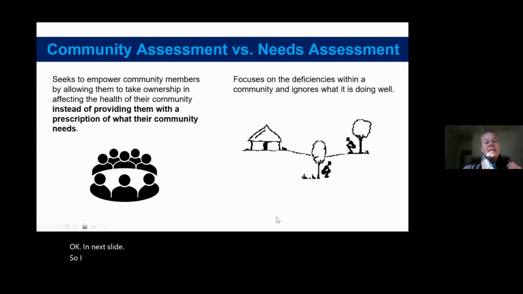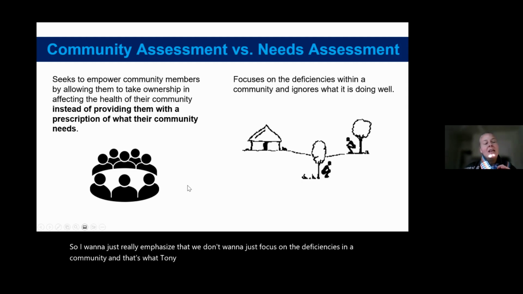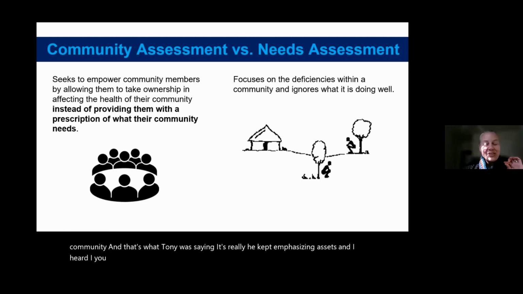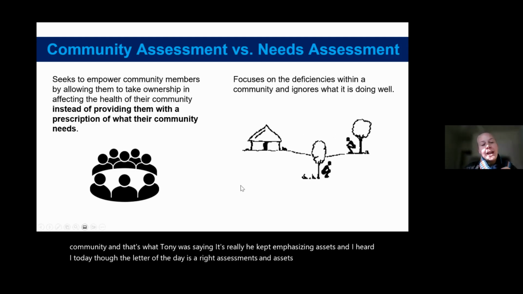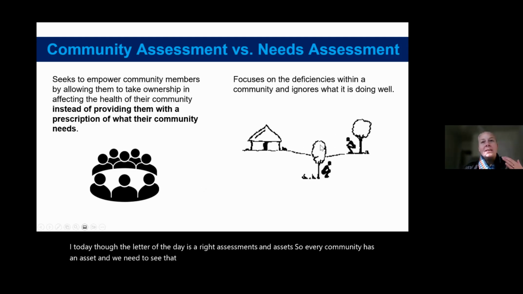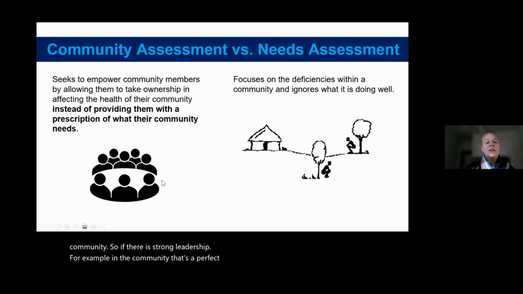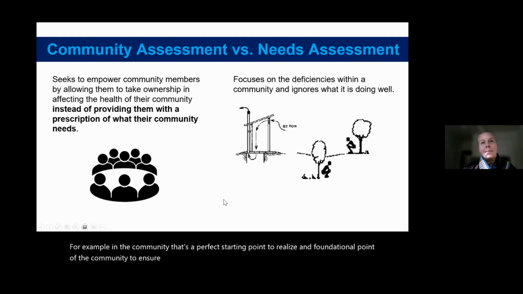So I want to just really emphasize that we don't want to just focus on the deficiencies in a community, and that's what Tony was saying. He kept emphasizing assets, and I heard, today the letter of the day is A, right? Assessments and assets. So every community has an asset, and we need to see that instead of saying what is absent in a community. So if there is strong leadership, for example, in the community, that's a perfect starting point and foundational point of the community to ensure that change is going to happen.